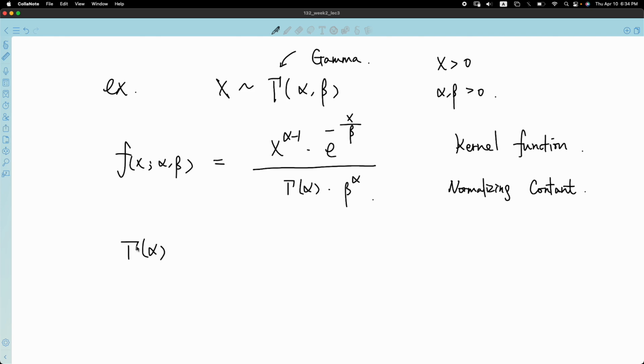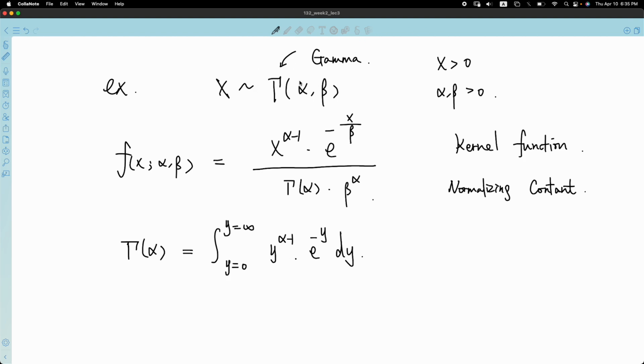So this is a function of alpha. If you input the alpha, it will give you a value. And this function is defined as an integral. Let me use y from 0 to infinity of y raised to the power alpha minus 1, and then e raised to the power of negative y dy. So you can already see it's very similar to the numerator here. But this is the definition for the gamma function. Okay, so again, this is the name of the gamma distribution.